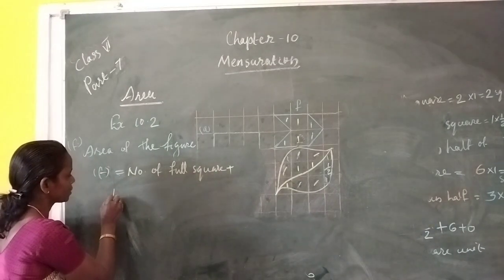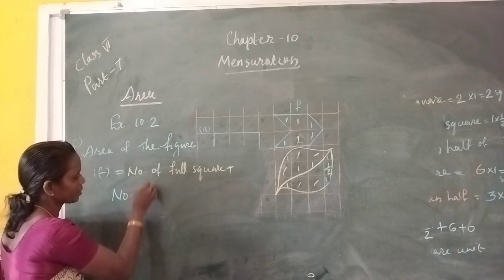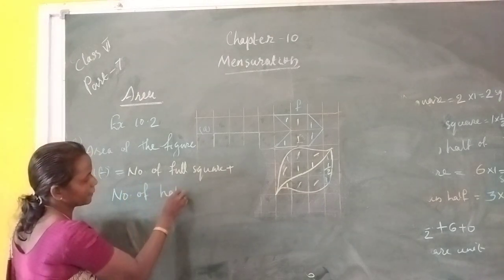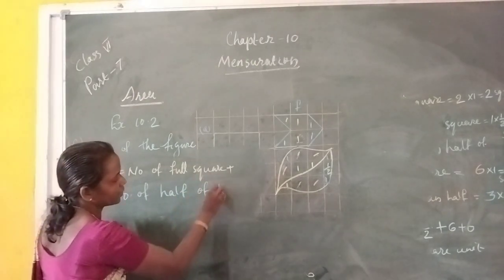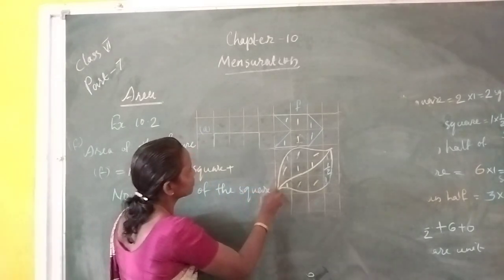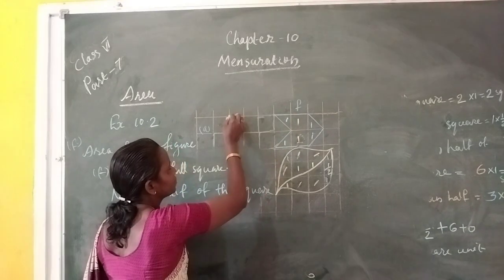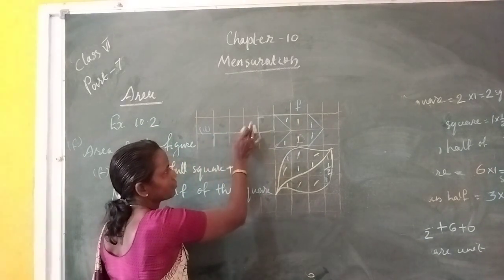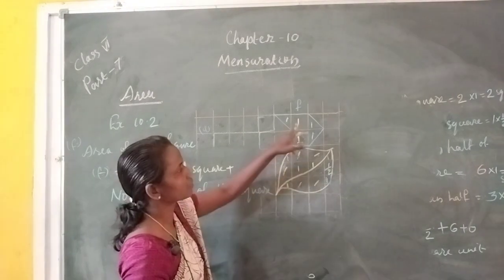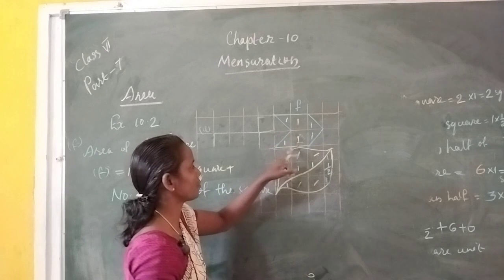Then plus number of half of the square. Square means this square, 1 square. This 1 square, 2 square, 3 square, 4 square. Likewise, here total 2 full square and 4 half of the square.